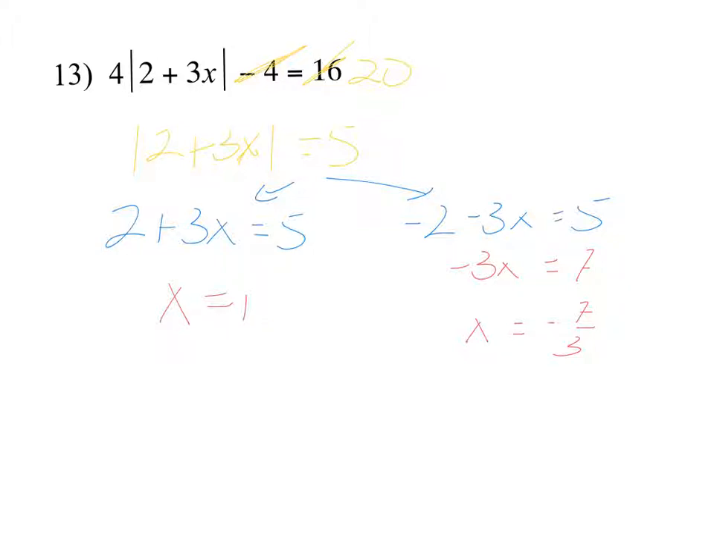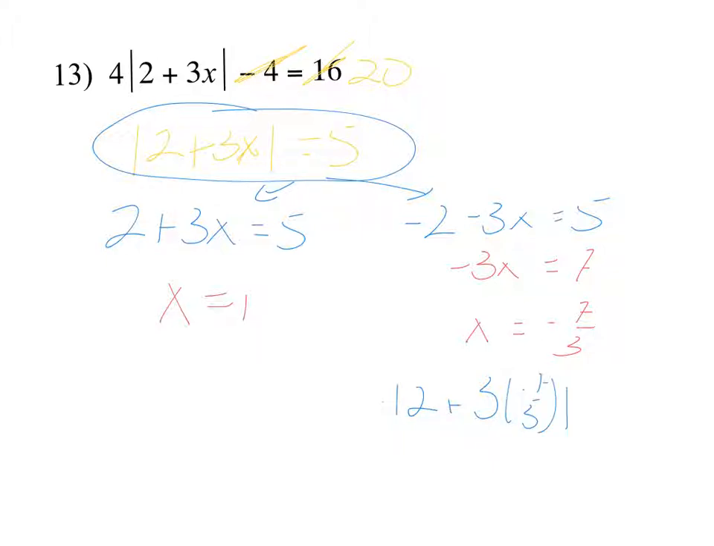Checking these two values out, I'm going to use the simplest absolute value equation that I still have. 2 plus 3 is 5. That works. We're going to have 2 plus 3 times negative 7 over 3. That's negative 7. 2 plus negative 7 is negative 5. The absolute value of negative 5 is 5, so that one works too. Nothing is extraneous.